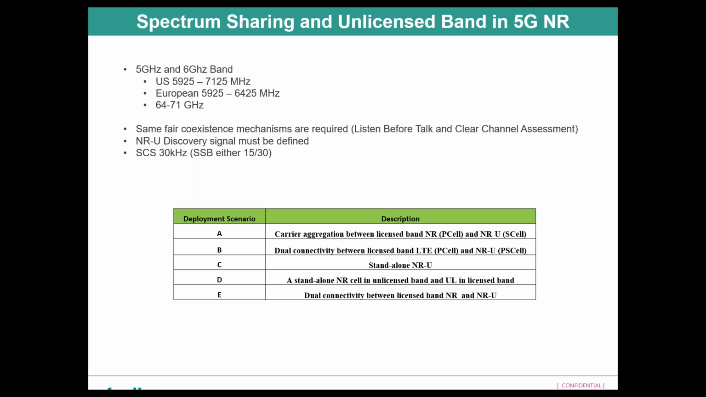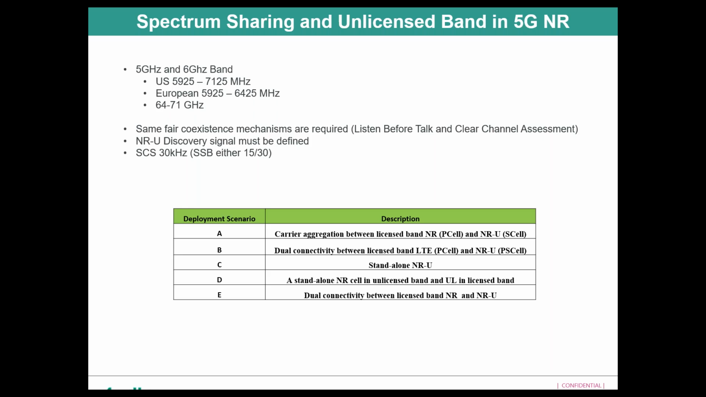And then you have other scenarios like scenario D, which in this case you have a standalone NR cell in unlicensed band, right? And then you have uplink in licensed band. So your downlink is going to be unlicensed band, but your uplink is going to be a licensed band, right? And in this scenario you also have your NR unlicensed base station connected to your 5G core. So 5G core is a requirement for that.